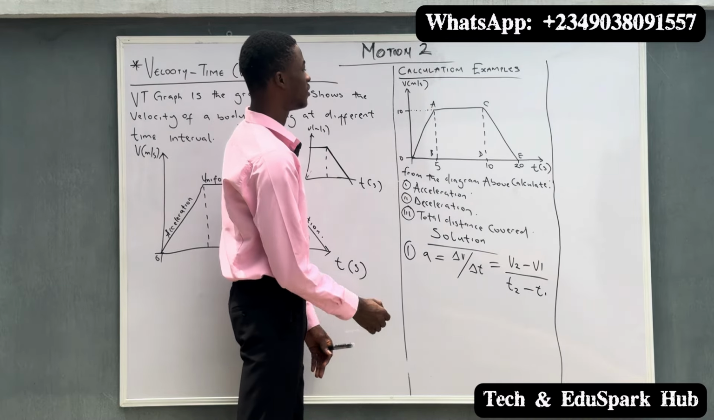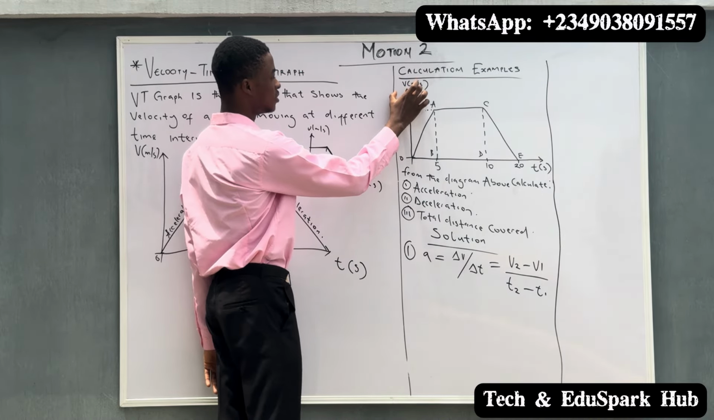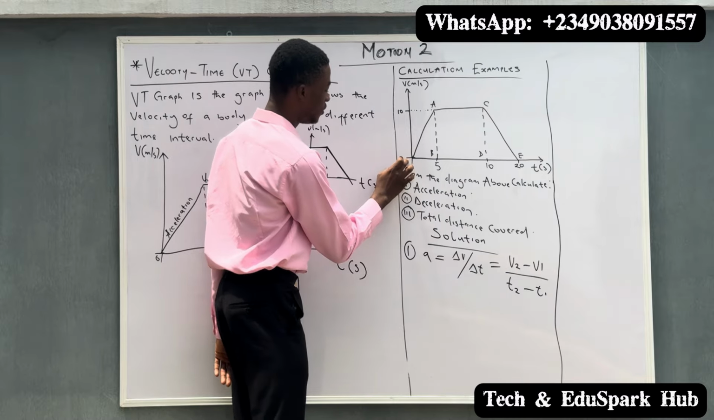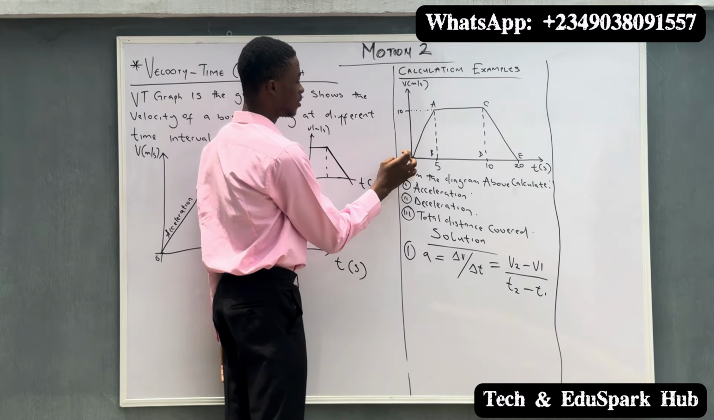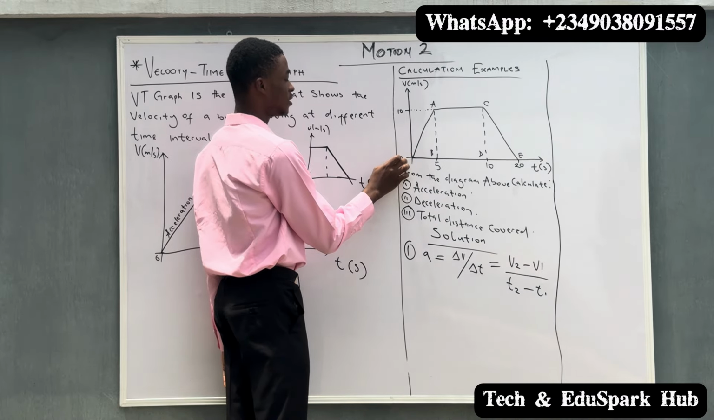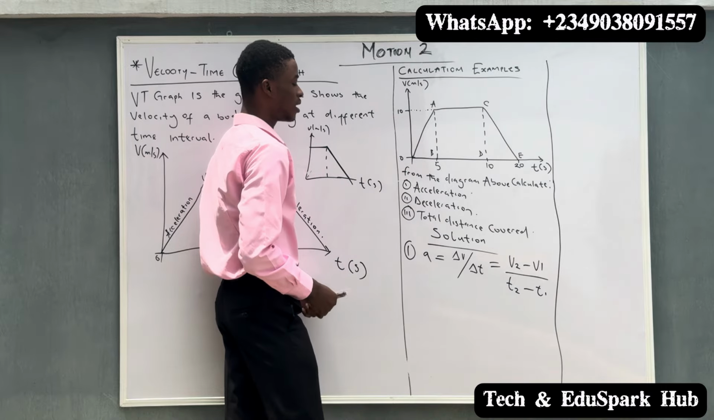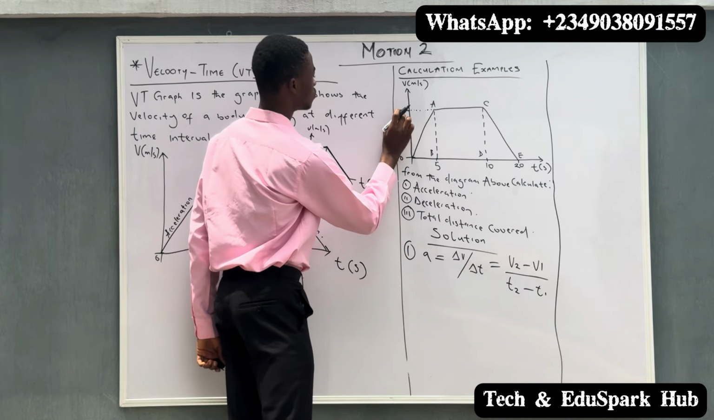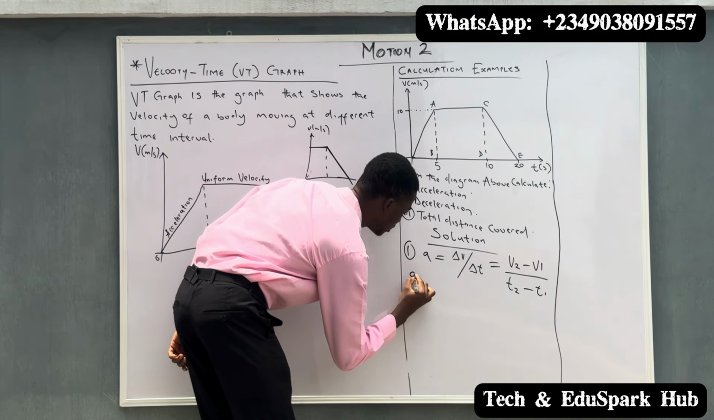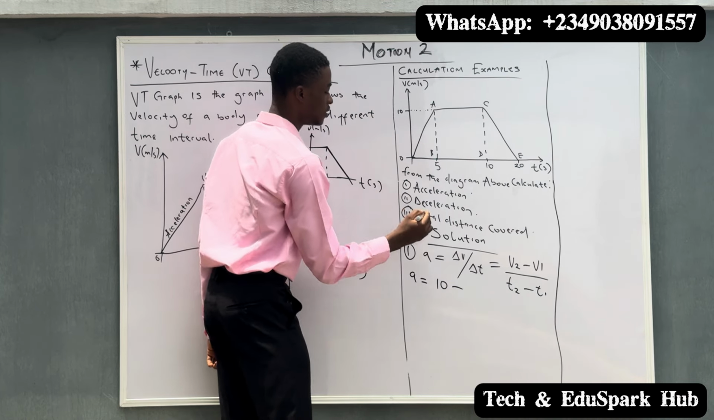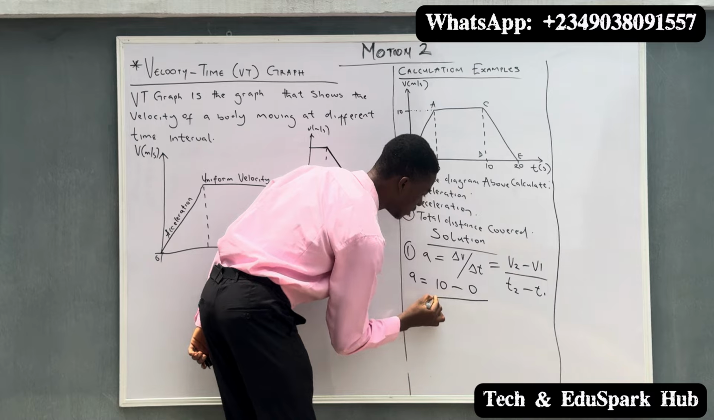So where is our velocity axis? You can see the velocity is on the y-axis. And from this velocity, we have our v1 and v2, because the starting point is the v1 and the ending point is the v2. So our v2 will be equal to 10. So we have our a to be equal to 10 minus, what is our v1? Our v1 is 0, divided by what?